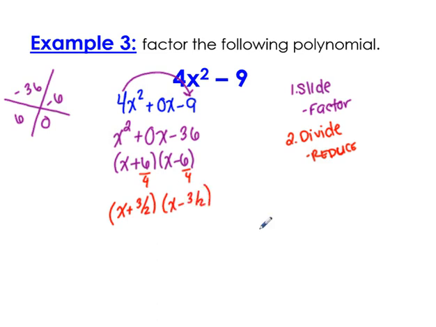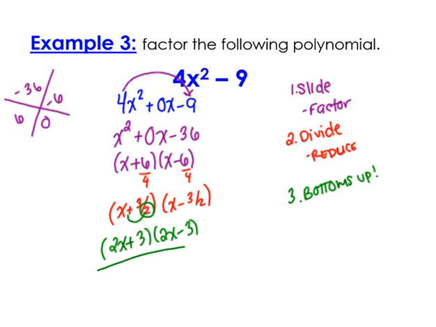The last step, you can't leave it in any fractions, so it's called bottoms up. This denominator comes out front and becomes 2x plus 3, 2x minus 3. And you can check it, multiply it back out, and you'll see that you do get 4x squared minus 9 when you're finished.